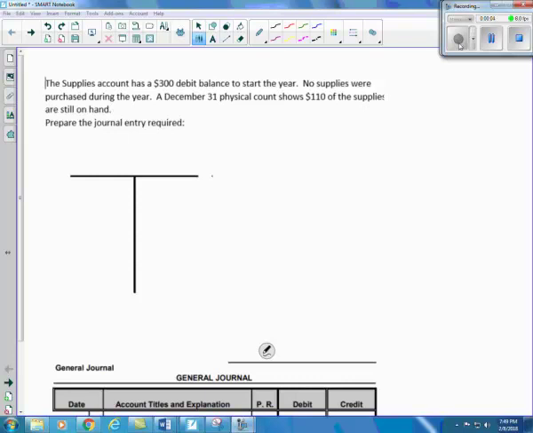Okay, so welcome to a series of lectures on adjusting journal entries. And we're going to start with adjusting the supplies account.